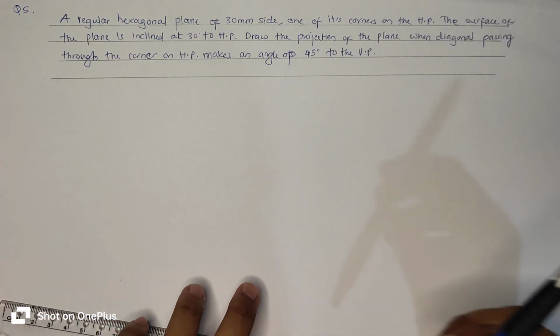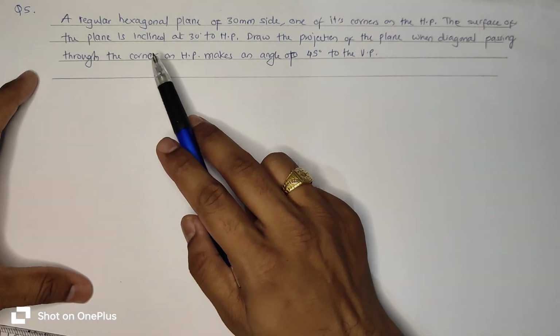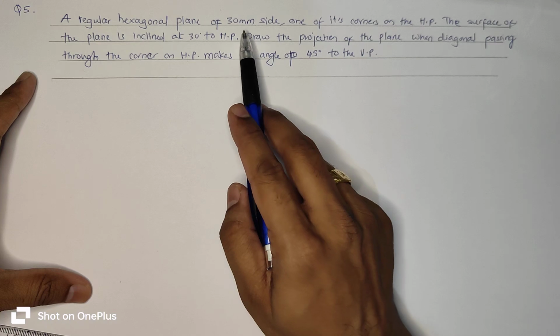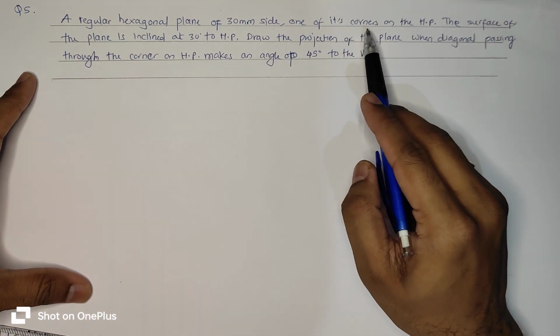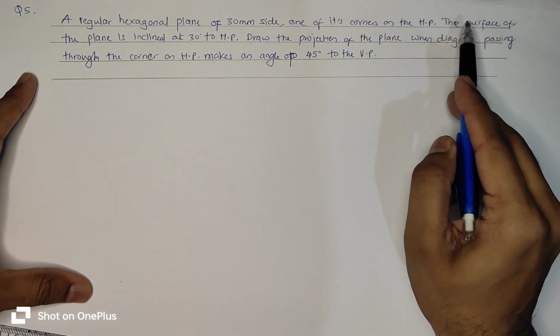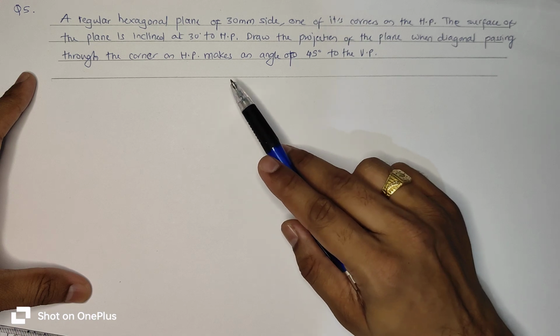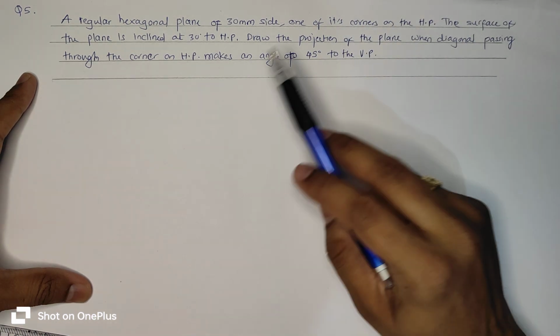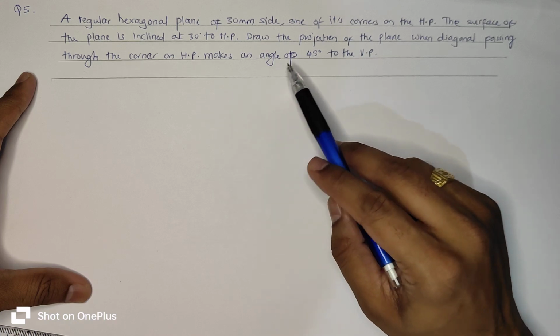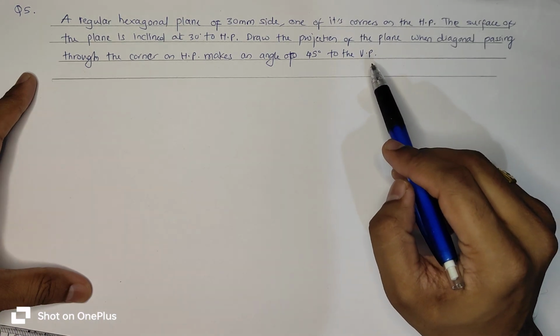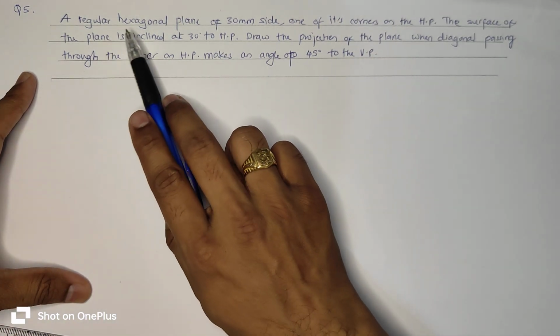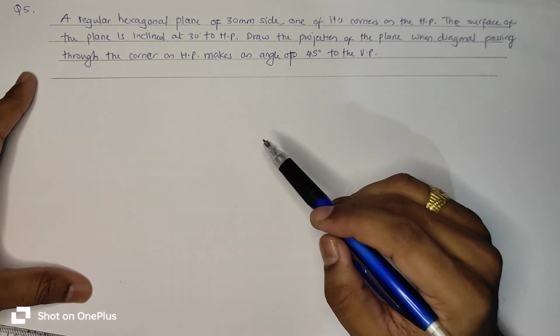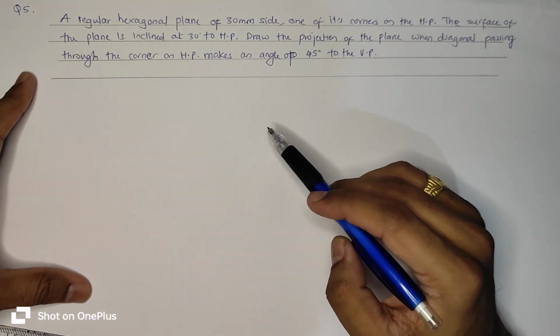Hello guys, today we will see this question. A regular hexagonal plane of 30 mm side, one of its corners on the HP. The surface of the plane is inclined at 30 degree to HP. Draw the projection of the plane when diagonal passing through the corner on HP makes an angle of 45 degree to the VP.